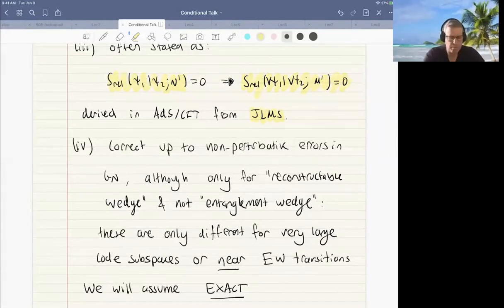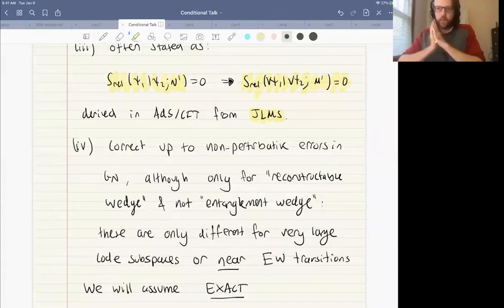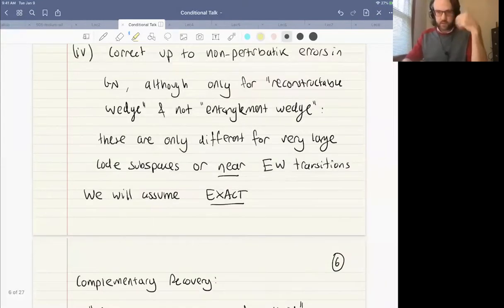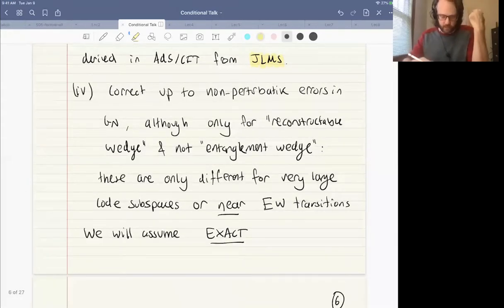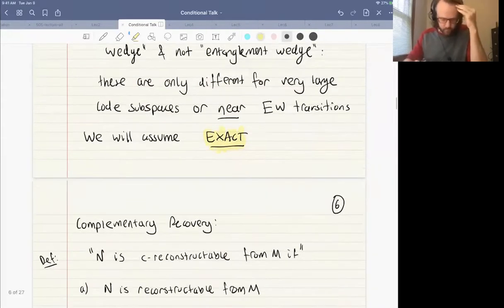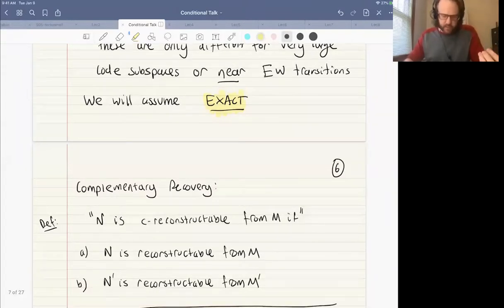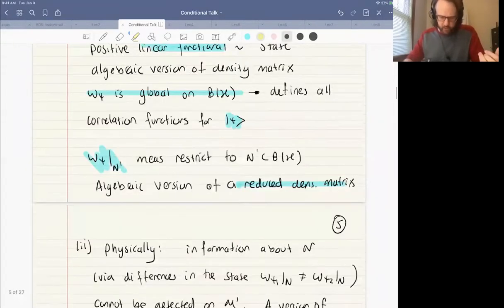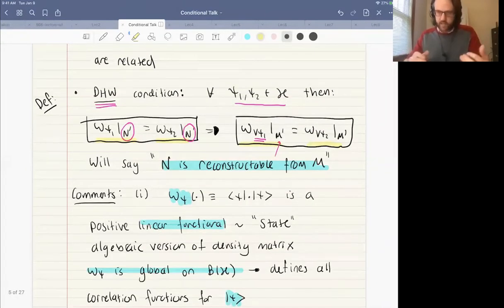So this assumption is related to the assumption that I'm going to be working with exact reconstruction. So everything will be exact. Okay. So that's the condition that I'm imposing that is going to somehow relate n and m.